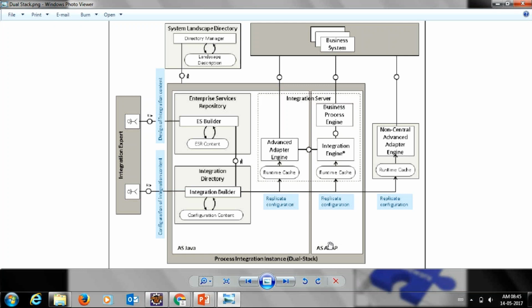Your adapters were present on both stacks, a little bit on ABAP stack and majorly on Java stack. The two adapters which were not present on the Java stack were your IDOC adapter and HTTP adapter. And you had the capability of doing ABAP mapping. You were able to do the CCBPM in this dual stack.